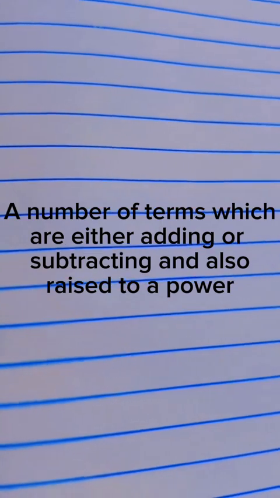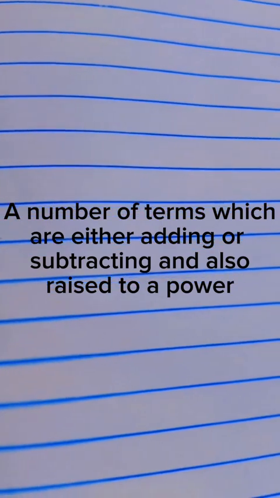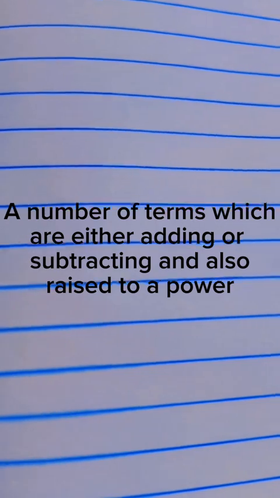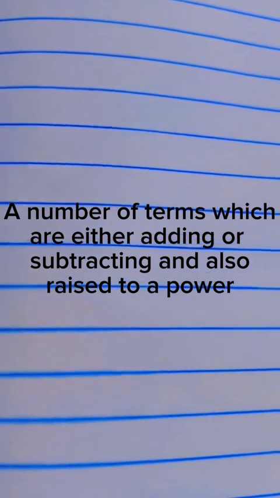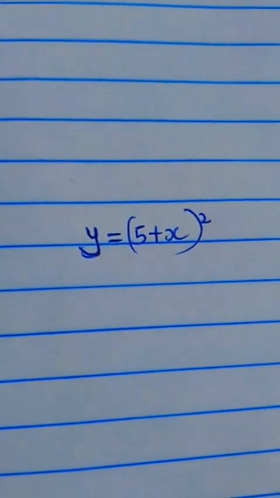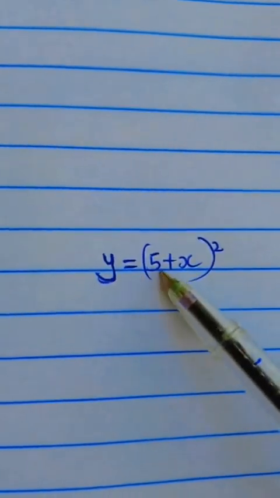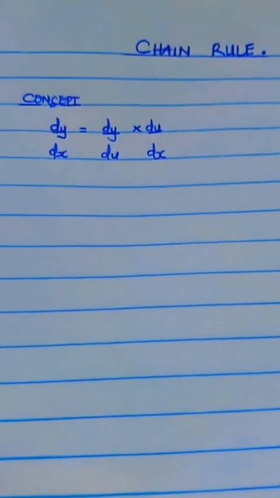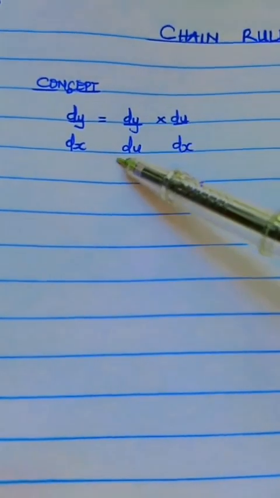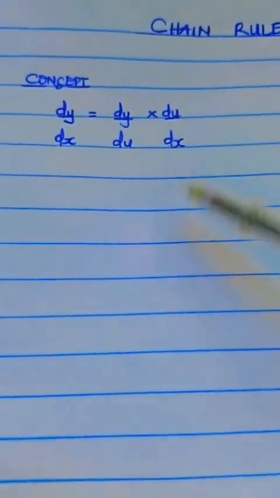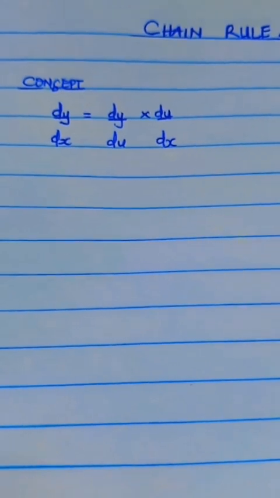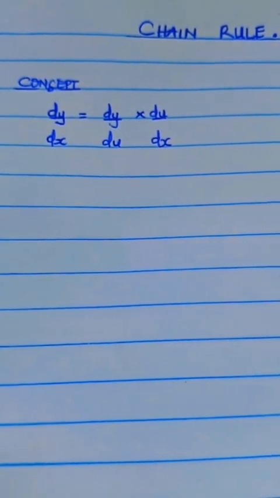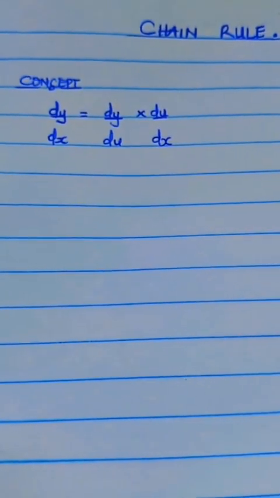The chain rule is used when we have a number of terms that are either adding or subtracting and also raised to a power. Let's take a look at what I have here. I have y equals 5 plus x raised to power 2. 5 is adding x, and also raised to a power. The concept of the chain rule is dy over dx equals dy over du times du over dx. This is simply the concept of our chain rule.